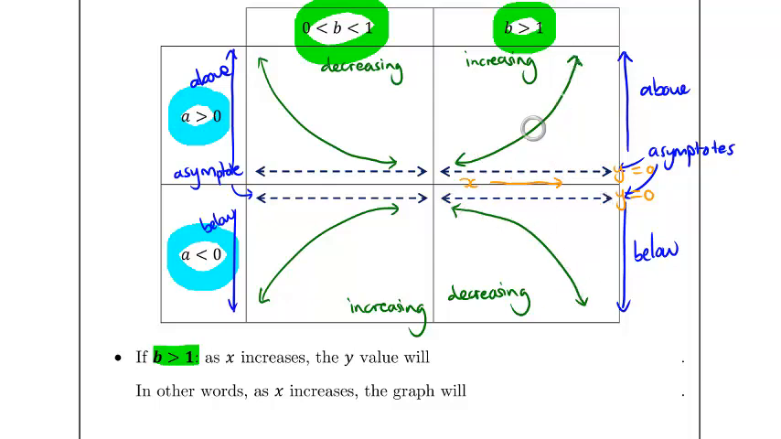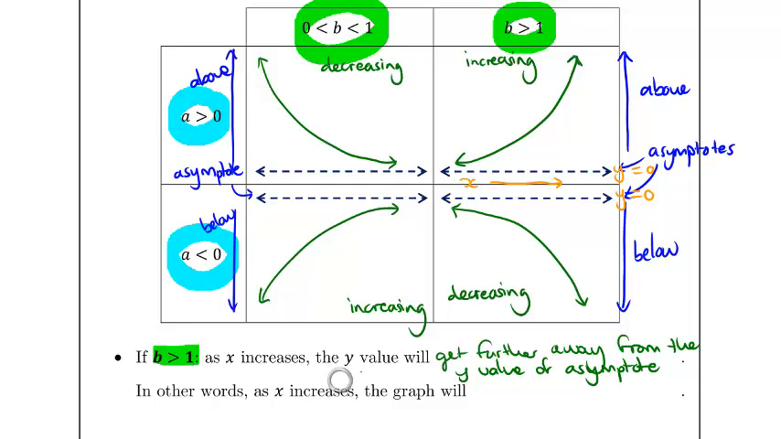But I think you can agree that the y value of the graph is getting further away from the asymptote when b is greater than 1, irrespective of whether a is positive or negative. So that's the conclusion we can make for b greater than 1. If b is greater than 1, as x increases, the y value will get further away from the y value of the asymptote. In other words, as x increases, the graph will get further away from the asymptote.